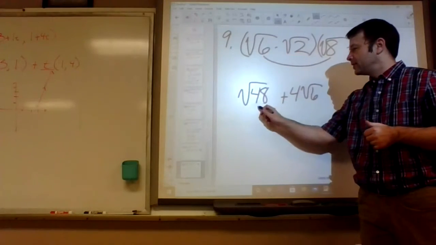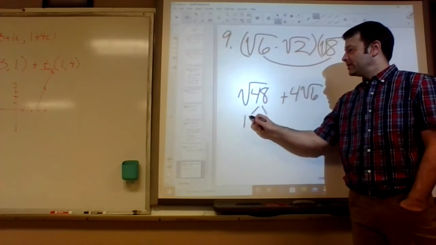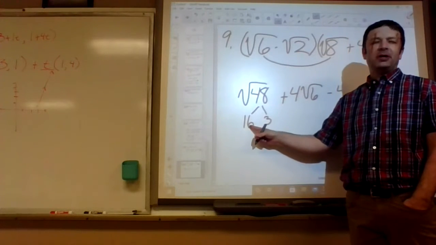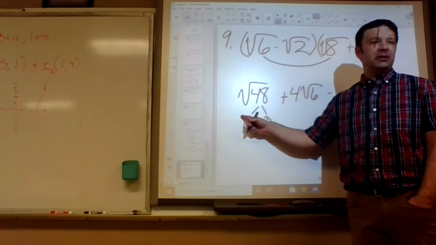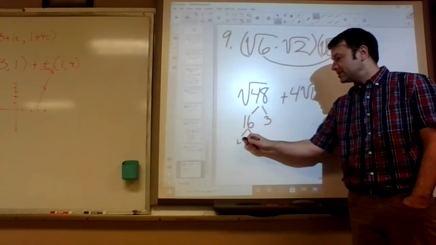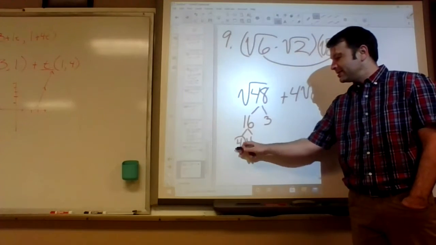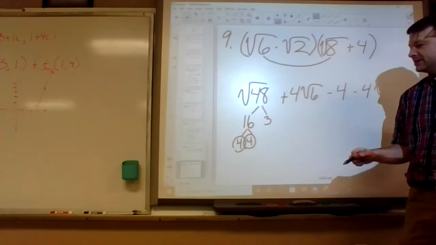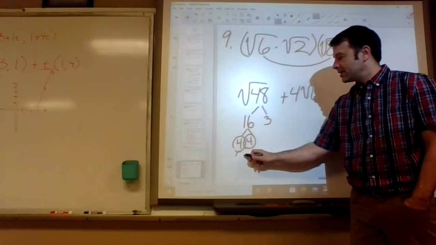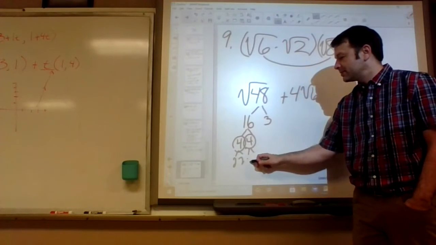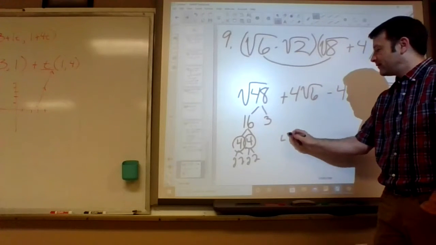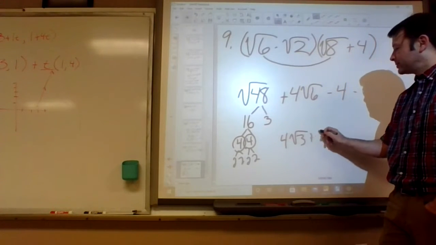Square root of 2 doesn't simplify. 6 and 8, you guys remember? Well, I'm going to cheat on this one. I'm not cheating, but you think of 6 and 8, not 16 and 3, but it's easier to do 16 and 3 because 4 square root of 3. I kind of skipped the step where you break it down to the 2's because that would just be 2 times 2 is 4. Anyway, so we got 4 square root of 3 plus 4 square root of 6.